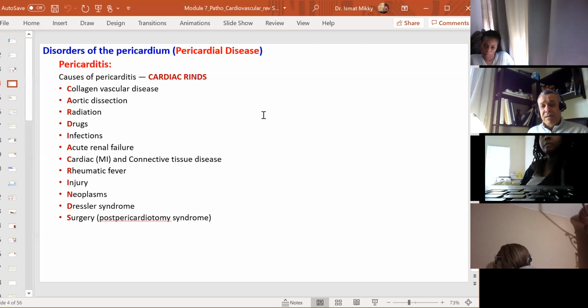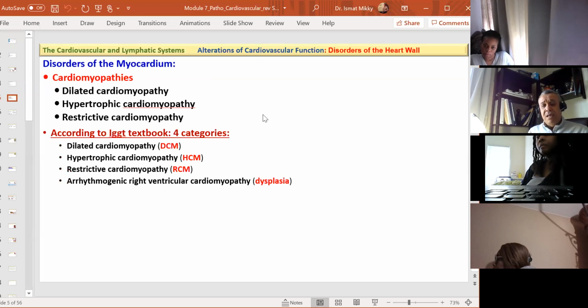So the next disease is cardiomyopathy. It's not just one disease; it's a heterogeneous group of diseases of the myocardium. So this disease affects the myocardium, not the endocardium, not the epicardium or pericardium. It's the myocardium, the cardiac muscle itself, and it's associated with mechanical and electrical dysfunction.